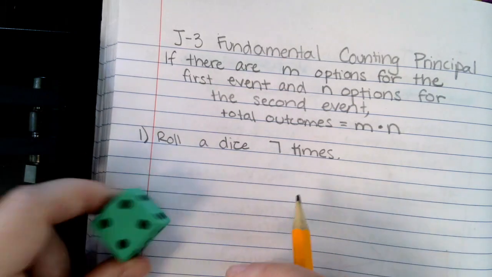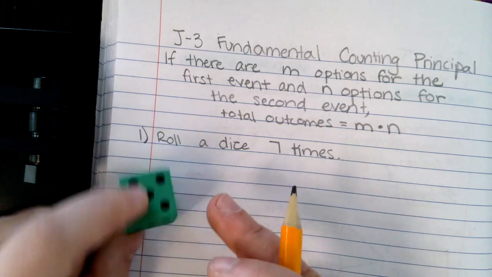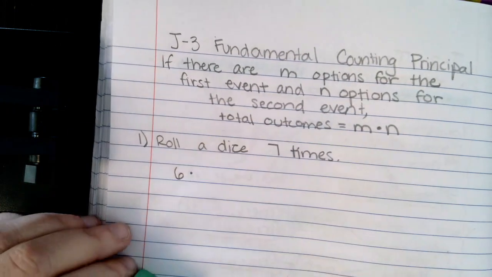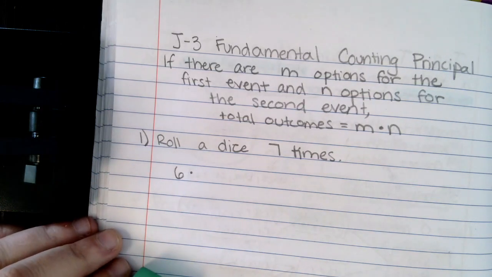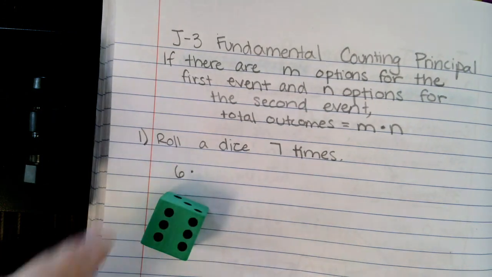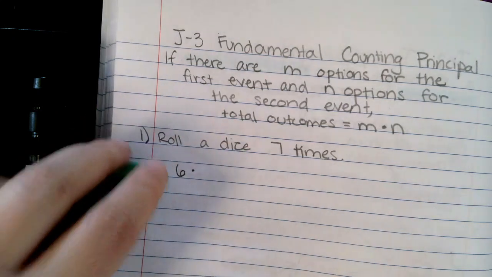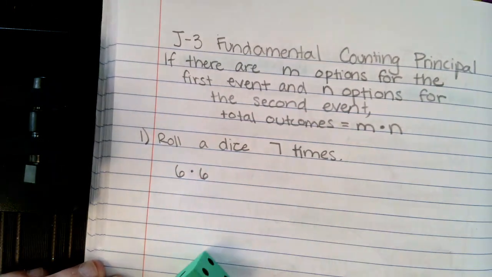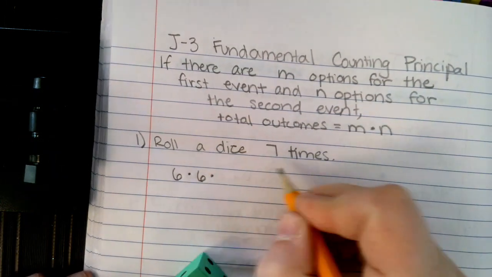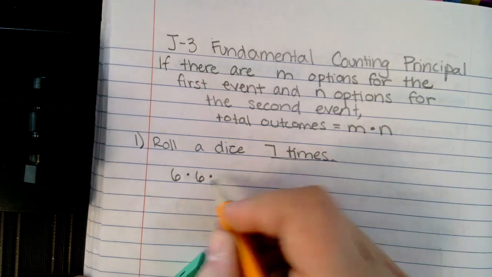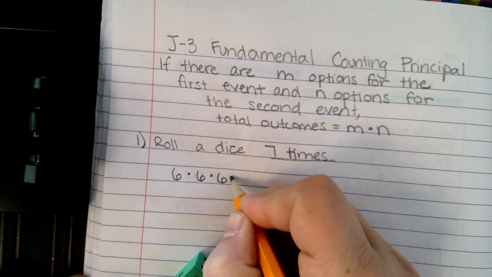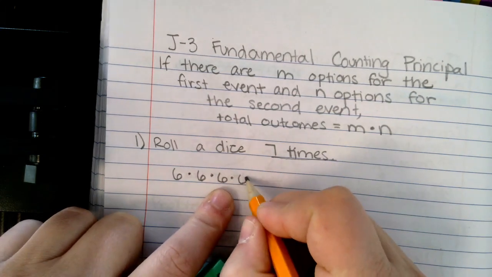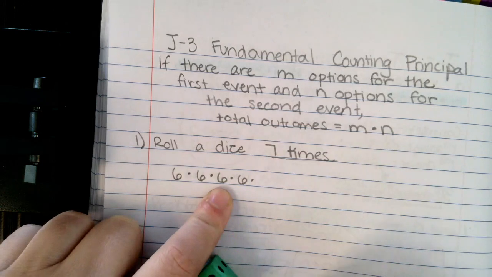Times. Now that I roll the dice again, how many options are there? Did it change? No, there's still 6 sides. So times 6. That's 2 times. And I need to do this 7 times. So I'm going to do it again, times 6. That'd be 3 rolls. I'm doing it 7 rolls. So 4 rolls, 5 rolls, 6, and 7. You should have 7 6s there.